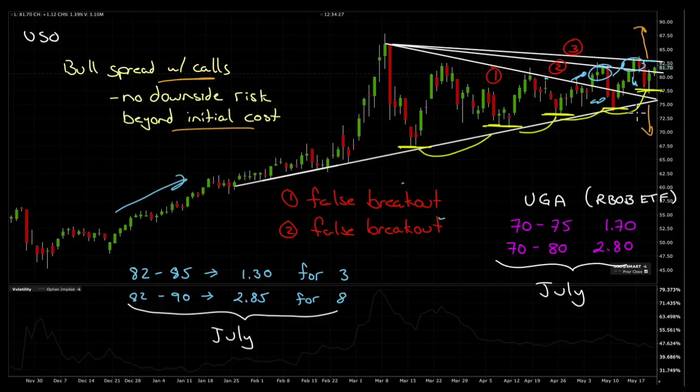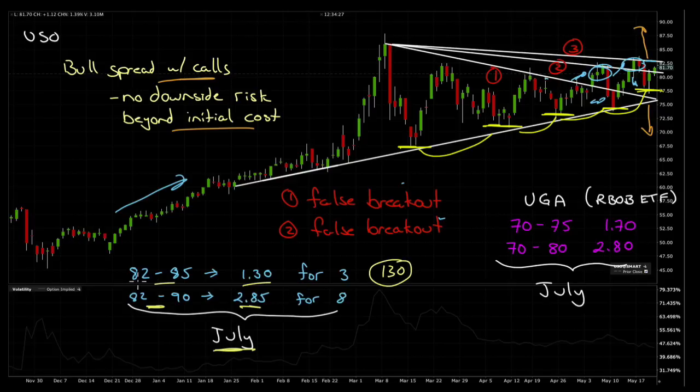Once you get to 113, 114, 115, it just runs back to 107, 106, and then runs right back up again. If we look at this, it's July, because you want to capture the busy driving season. 82 to 85, a $3 spread, costs $1.30. 82 to 90, an $8 spread, costs $2.85. So you pay $130. That's all you pay.